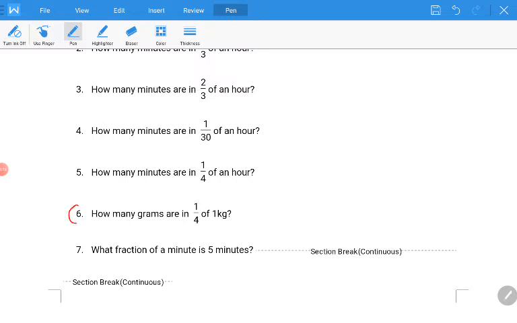Let's look at question 6, which is saying how many grams are in a quarter of a kg. Likewise, that's 1 over 4 times 1 kg over 1. But we want our answer in grams. So it means we should convert to grams. So that's 1 over 4 times 1000 grams over 1. So this is equals to 250 grams.